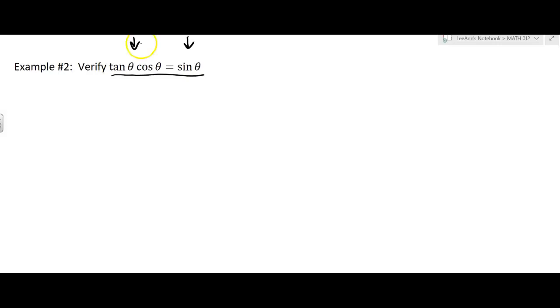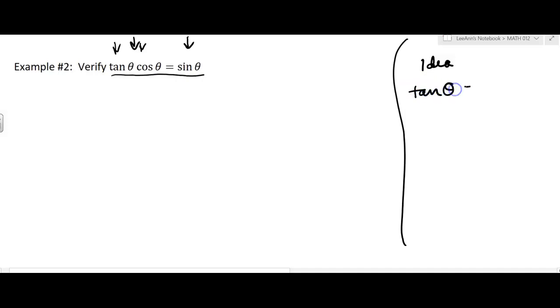Well, I can't turn cosine into sine, not very conveniently, but I can do something with tangent. I could use the quotient identity that says tangent theta. So I'm going to write that over here. This is kind of like my idea spot. You don't have to do this, but it might help you see what's going on. I'm going to say tangent theta is equal to sine theta over cosine theta. That's an identity that we have.